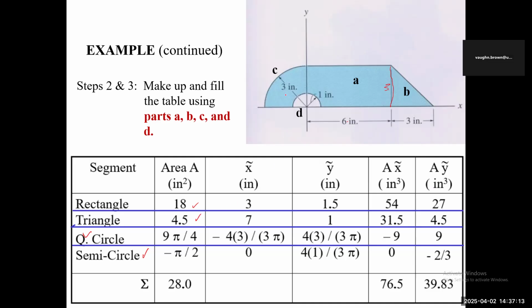The quarter circle, of course, you know that that is a quarter, so it's pi r squared divided by 4, and the radius is 3, so you get 9 pi divided by 4. For the semicircle, the same thing applies, pi r squared divided by 2 this time, so you all know that.